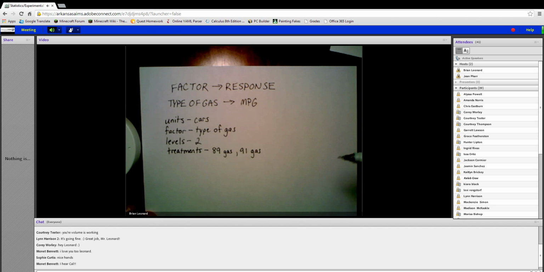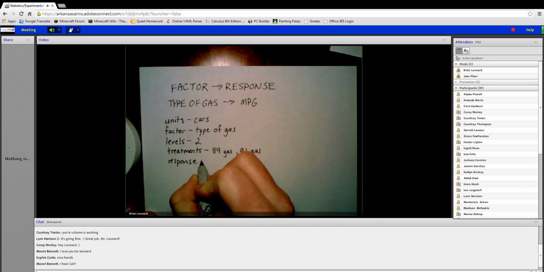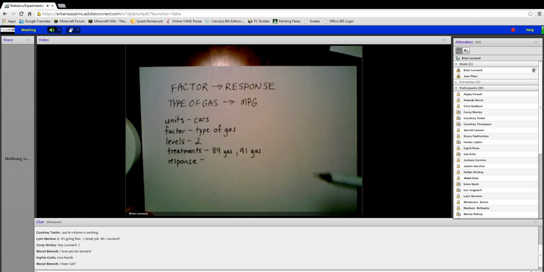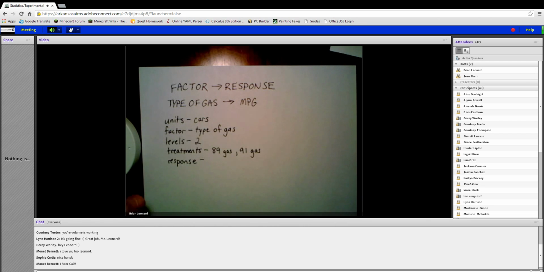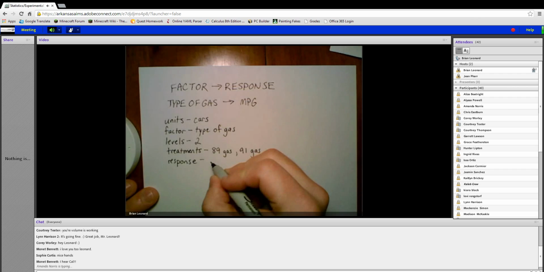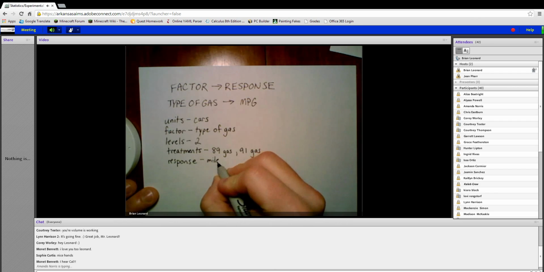The response is, in the end of the experiment, what we're actually going to measure to see if my treatments actually had an effect. In this case, checking miles per gallon might be kind of tough to measure perfectly. So to make it easy, we'll just fill up the tank and see how many miles we go. We'll just look at the miles traveled.